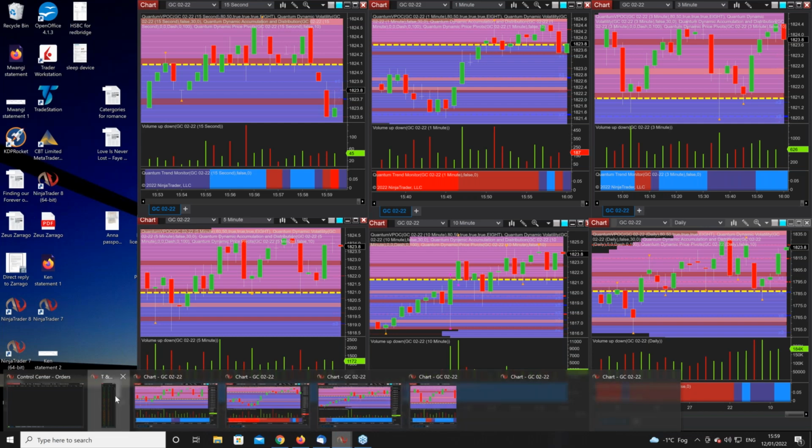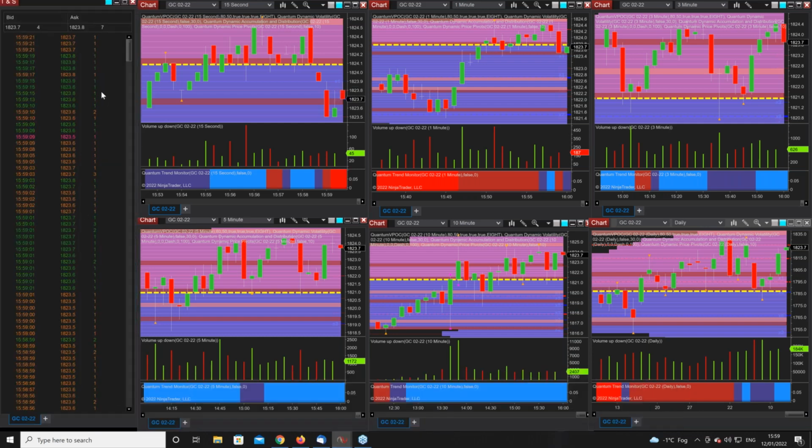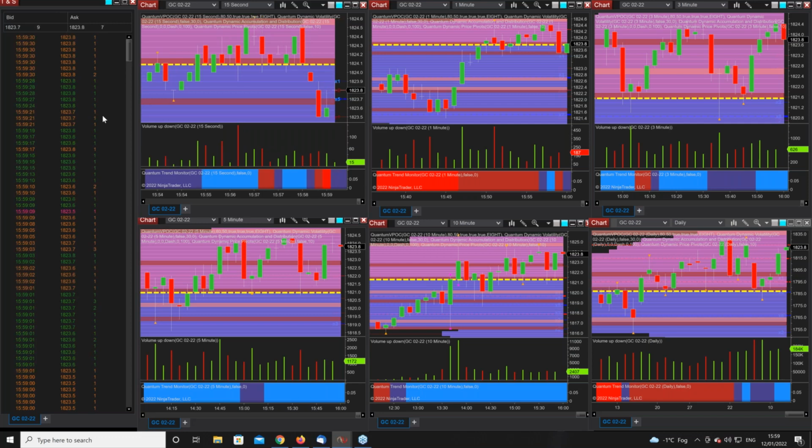Let's pop the time and sales back up. If you're wondering what this is down the left-hand side, this is purely time and sales. This is actual contracts. This is not a price ladder. This is not spoof. These are actual physical gold futures contracts going through the market, trading live at the moment. And what you're looking for here is big numbers. These 1s and 2s I'm not interested in.